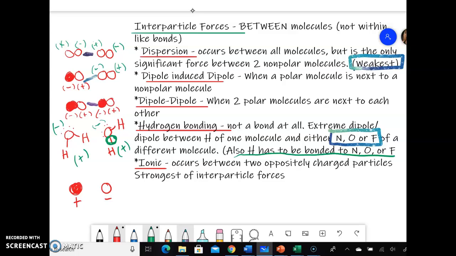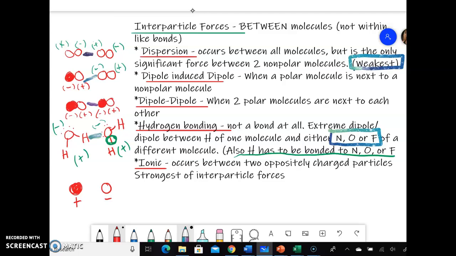If all three of those happen, watch what happens. The hydrogen bond is between the hydrogen of one and the oxygen of a different molecule. So the green circle is not a hydrogen bond. That is a covalent bond between the oxygen and the hydrogen within the water molecule. But if you put two waters next to each other, the hydrogen of one and the oxygen of a different molecule, that is the hydrogen bond. It's not a bond, it's an interparticle force. So I don't know why they call it a bond, but it's just one of the intermolecular forces.